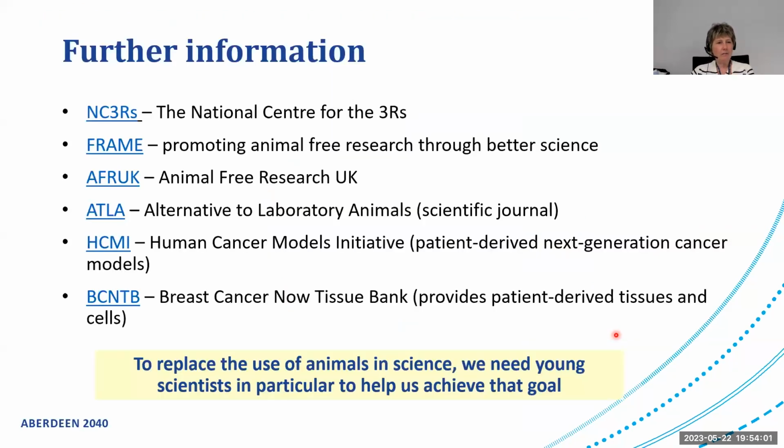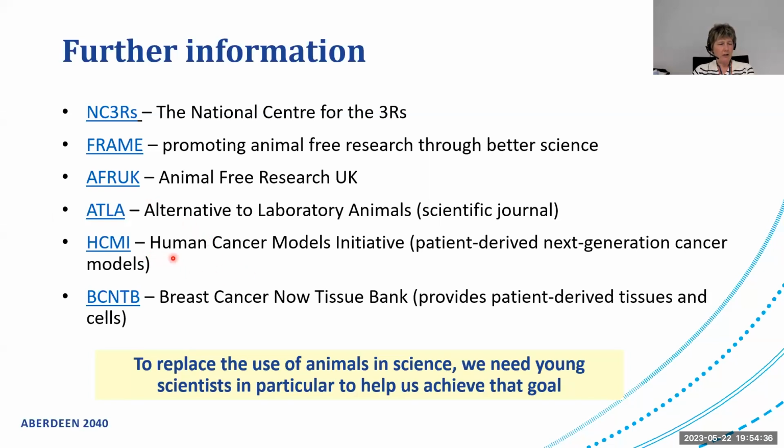So here's some further information that you might find useful. It's very much UK based, but you can access many of these resources if you're not in the UK. So the NC3Rs promotes the reduction, replacement and refinement of animals in research, whereas FRAME, Animal Free Research UK, and ATLA are completely animal-free organisations, and we do quite a bit of work with animal-free research on different projects.